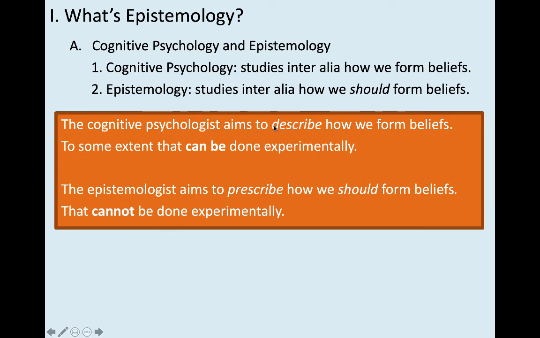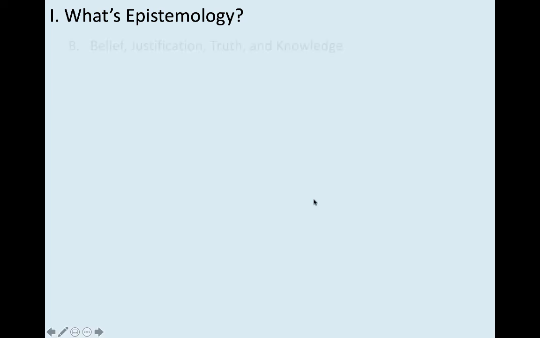Again, the cognitive psychologist aims to describe how we form beliefs to the extent that can be done experimentally. The epistemologist aims to prescribe how we should form beliefs. That cannot be done experimentally. So these are just two very different enterprises, and I want you to be clear about which of these is the epistemological enterprise. It's the attempt to prescribe. It's the attempt to say, here's how good reasoning works.